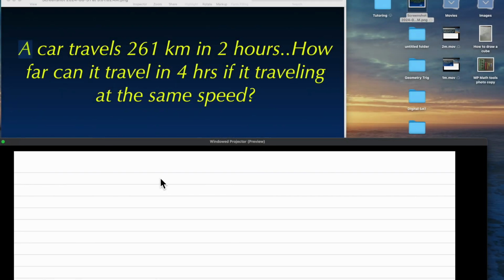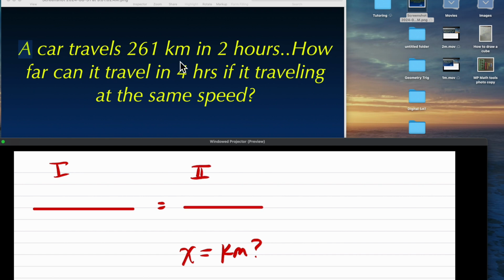Next, we are told that a car travels 261 kilometers in 2 hours. How far can it travel in 4 hours? Again, how far jumps right off the page. The only distance that's listed in terms of units is kilometers. So we know our x is going to equal kilometers. How many kilometers? Okay, part 1 is going to be what they give us. Part 2 is what we're going to create. We're going to take this x kilometers and put it into part 2. We're not sure where it's going to be.